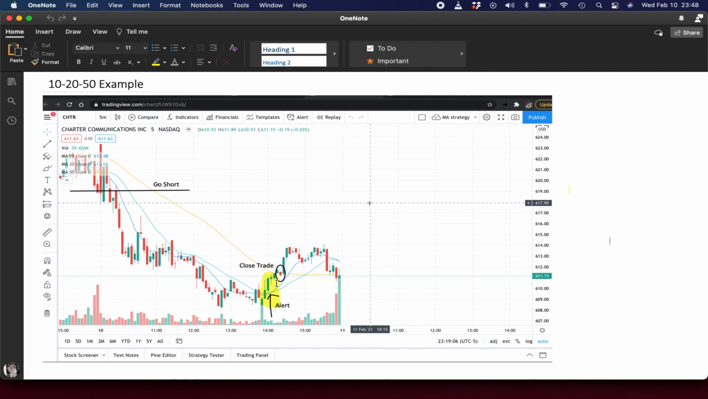As soon as the 20 period moving average is curling up towards the 50 period moving average, it means that there is a big change in the trend overall, and the stock could be trending upwards from now on. So you close the trade here and then you get out.